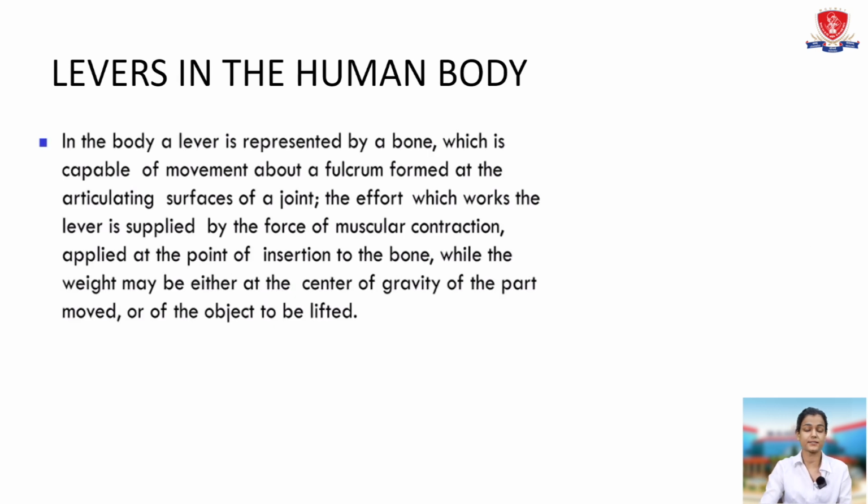Now let's discuss the levers in the human body. In the body, a lever is represented by a bone, which is capable of movement about a fulcrum formed at the articulating surface of a joint. The effort which works the lever is supplied by the force of a muscular contraction applied at the point of insertion to the bone, while the weight may be either at the center of gravity of the part moved or of the object to be lifted.